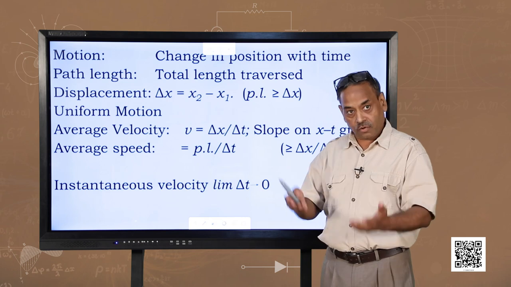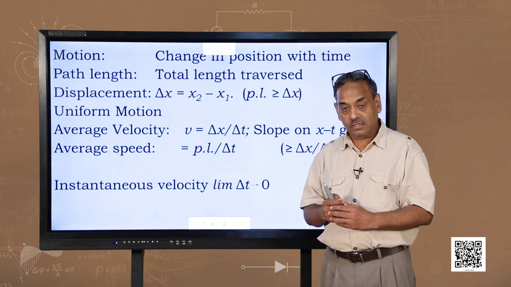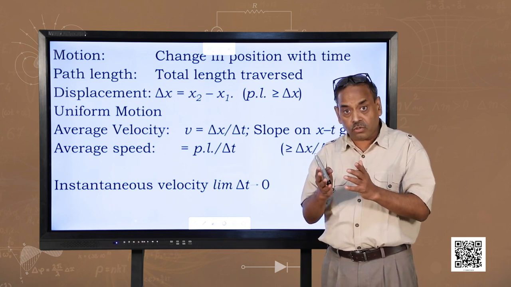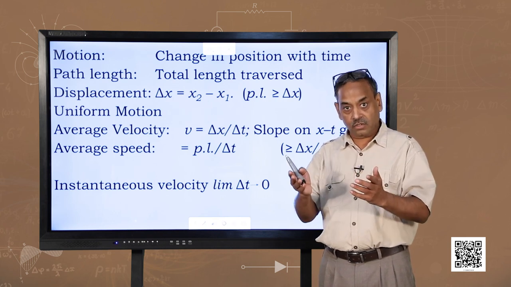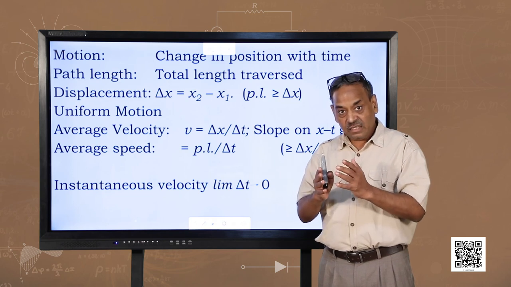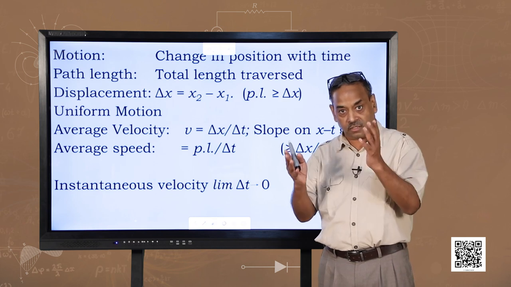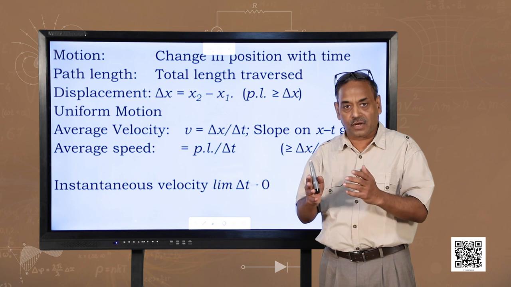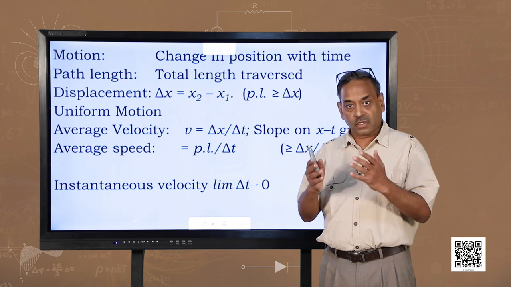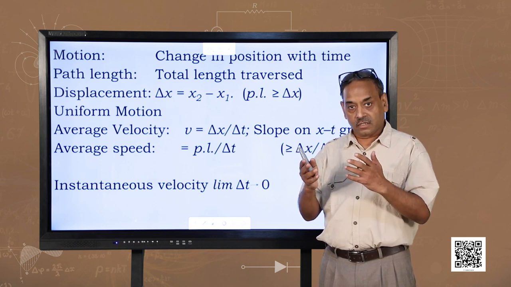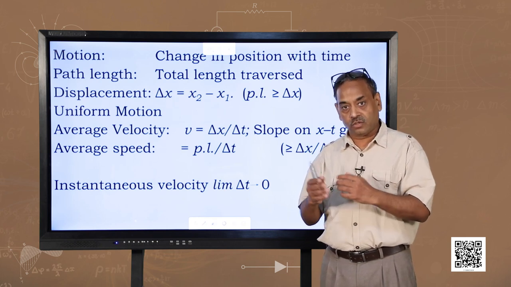Now, path length you have already studied, I have already explained what the path length is. So you understand that path length is always more than or at the most equal to the displacement. Path length is basically the distance traversed during the motion, and it is usually more than the displacement in all practical situations. Very, very rarely will you find that path length is equal to displacement. In most cases, path length is more than the displacement, and at the most, in the limiting case, the path length is equal to the displacement.